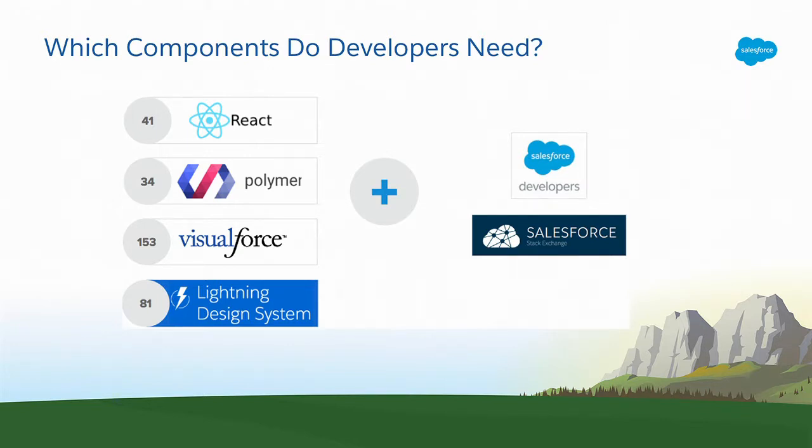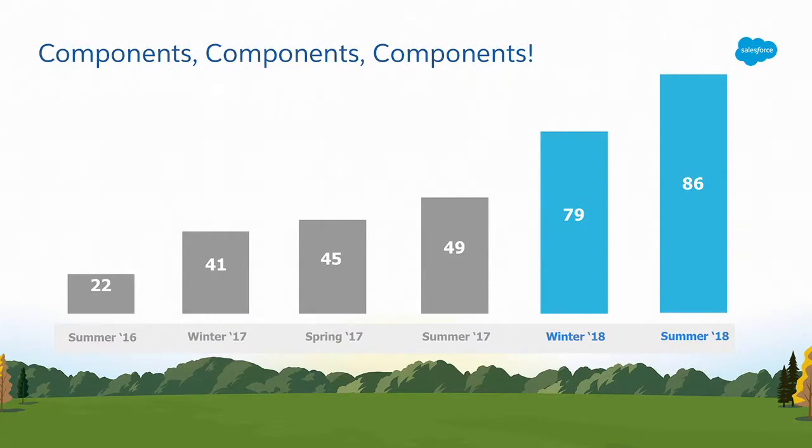I mean, there's React out there at the time at 41, Polymer at 34. Our own Visualforce. Who knew in here? Did anyone really know there are 153 tags in Visualforce? Anybody know that? Don't raise your hand, because if you do, I'm going to ask you to name them. Right? There was 153. In the Lightning Design System, there was 81 at the time that we started this journey. And so we said, all right, there's a bunch of components. So which ones do we need to turn into declarative components that we can reuse as developers in our own custom components? And we set out in the summer of 16 release with 22 components.